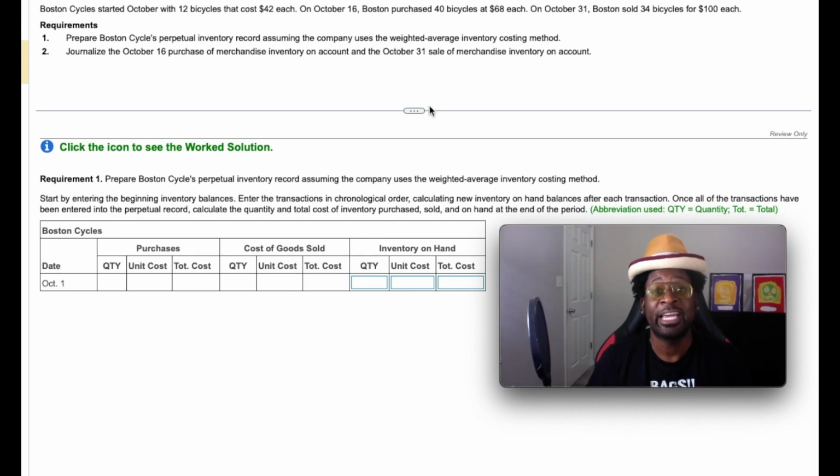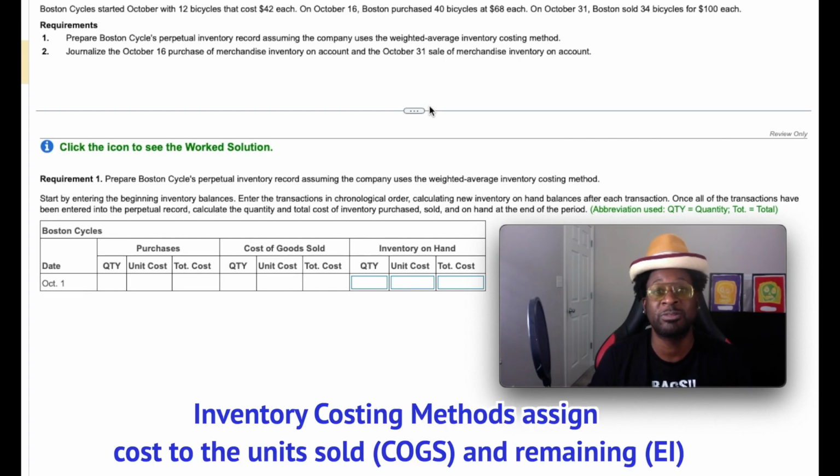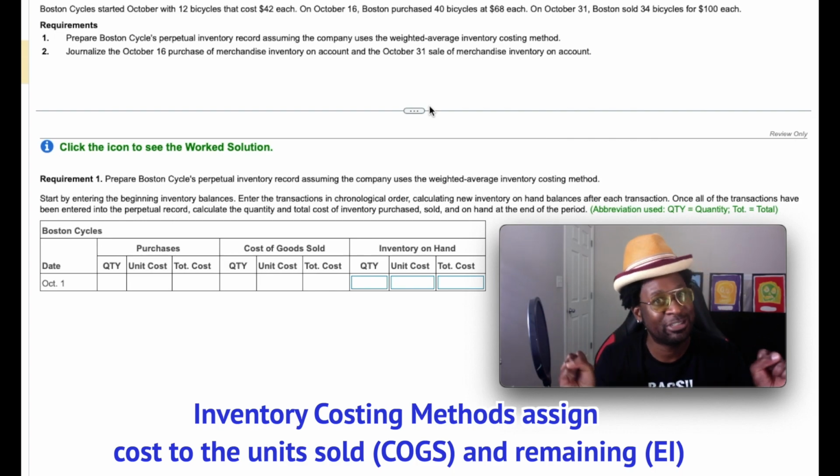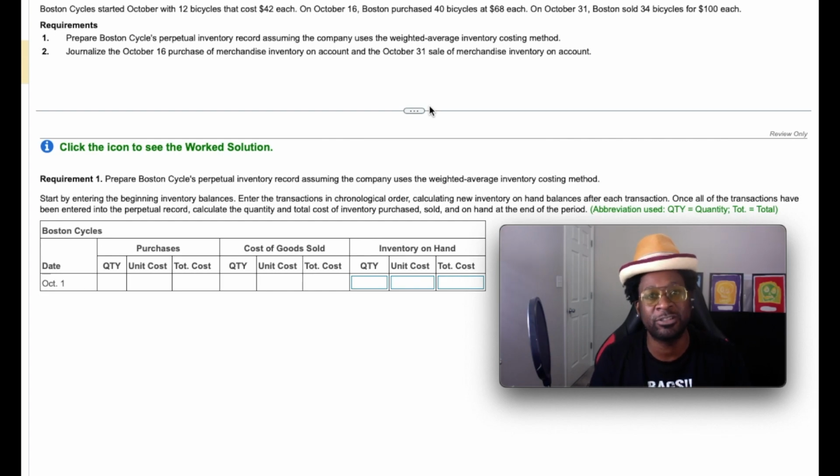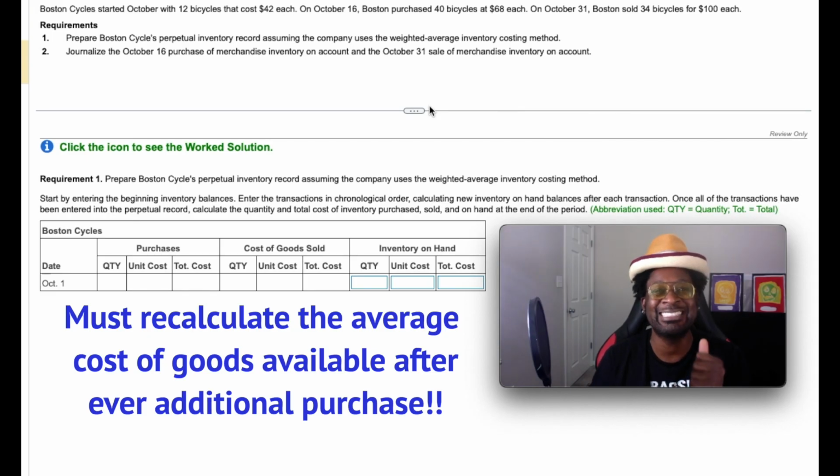So here's the deal, gang. We're dealing with inventory, and inventory has costing methods which will dictate the cost of the units that were sold that will be reported on the income statement as the cost of goods sold. Likewise, they will also give you the cost of the units that you didn't sell, i.e. the ending inventory that will be reported on the balance sheet. And so this particular method, the average cost, is a slippery snake. One of the hardest methods, in my opinion, of the others. Why? Because you have to constantly calculate the average cost of goods available after every purchase.